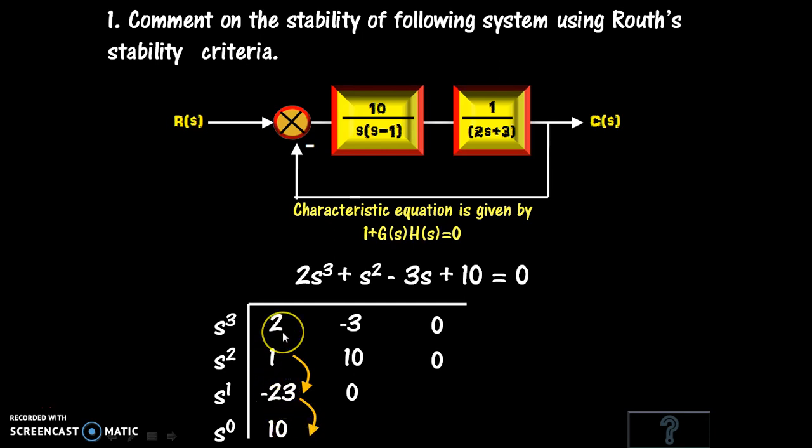So first, it is clear that there is a sign change in the first column. So the system is unstable. Okay, and how many sign changes are there? Positive to negative is the first sign change, and negative to positive is the second sign change. As two sign changes are there, two poles will lie on the right hand side of the S plane. So we have commented on the stability by using Routh's stability criteria. The system is unstable, and as two sign changes are there in the first column, two poles will lie on the right hand side of the S plane. Okay, so we got the answer.